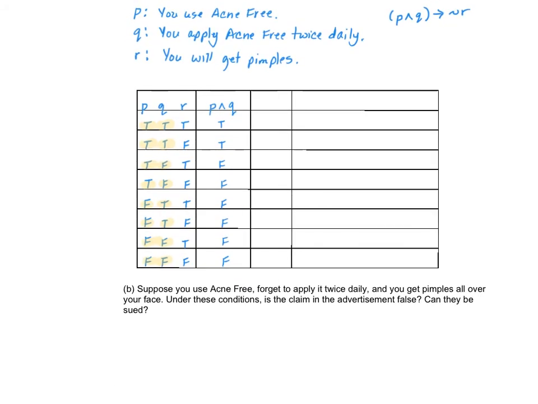Well, we figured out what was inside the parentheses. Now I need not R, since it's not listed. If R is true, false, true, false, true, false, true, false, not R is false, true, false, true, and so on.